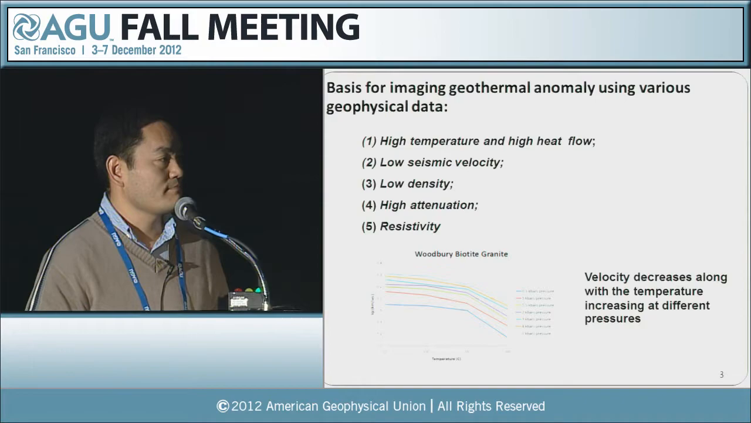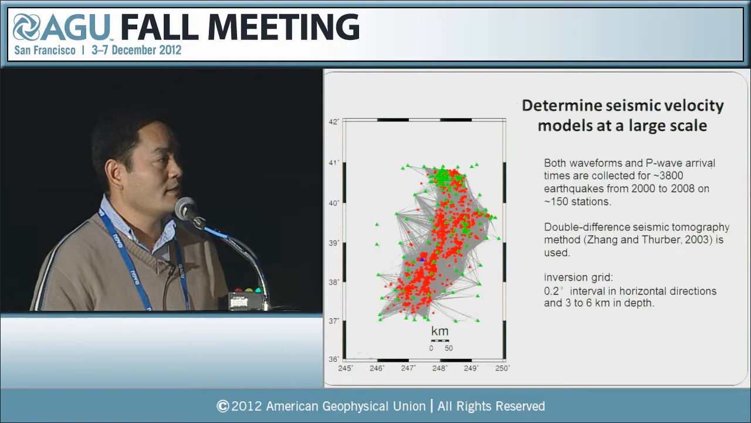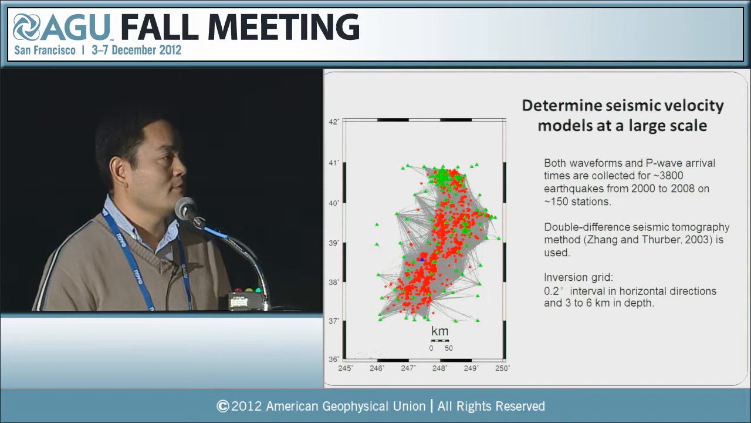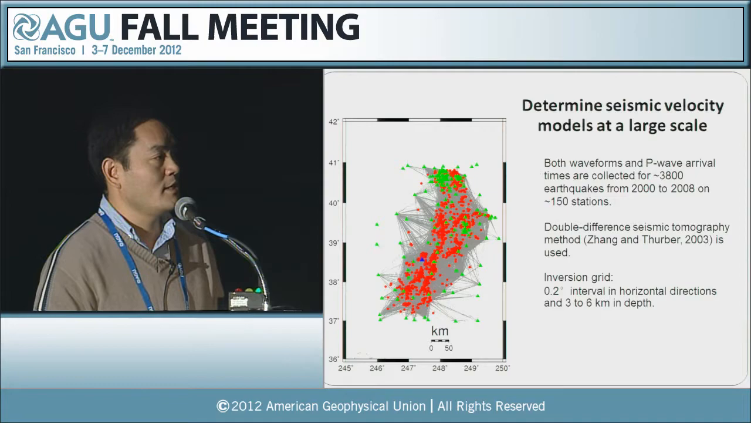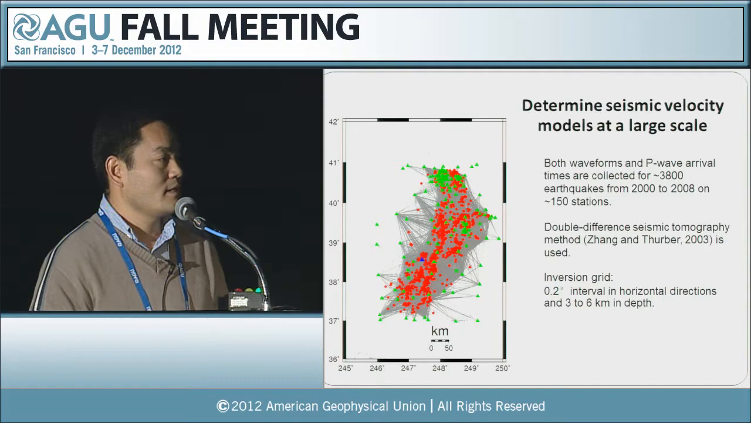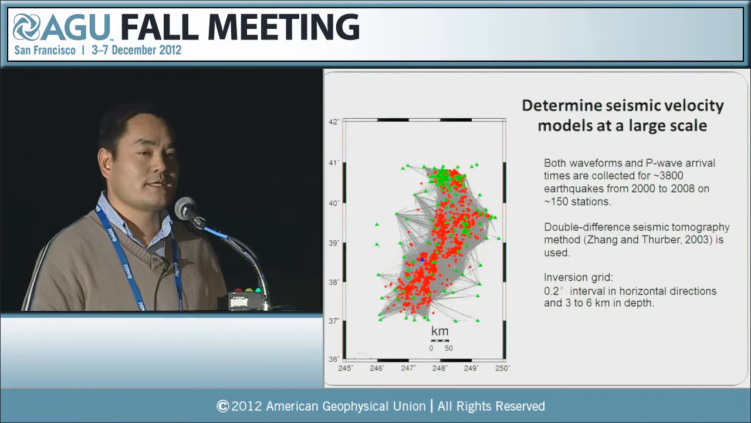For this project, first we determine the large-scale seismic velocity model of the whole Utah area. So first we collected all the waveforms and P-wave arrival times around the Utah area, and we applied the double difference seismic tomography method to image the velocity model of this area. For this model, the spatial scale is about 0.2 degrees, about 20 kilometers in the horizontal directions, and the depth is from 3 to 6 kilometers.